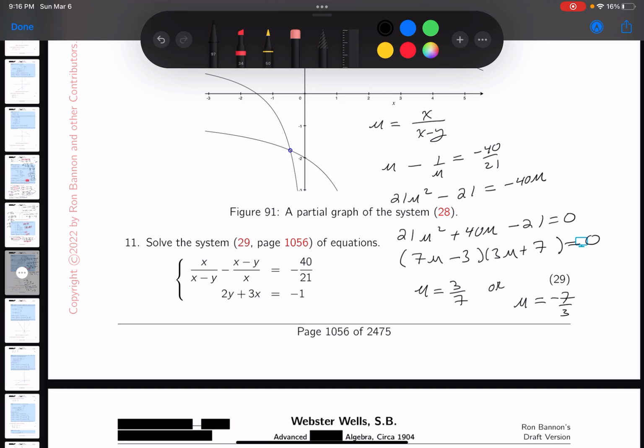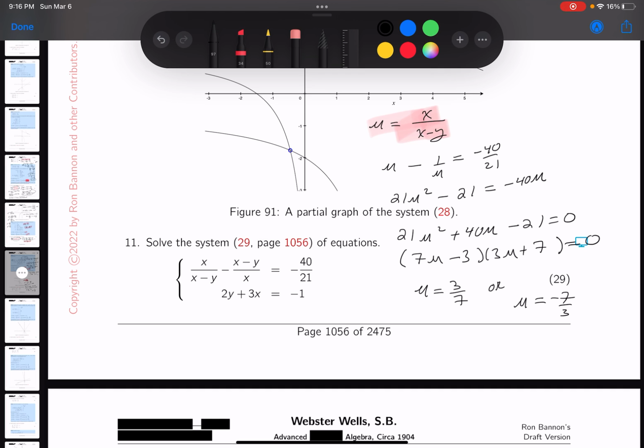Now, the game's not over at this point. I just found out what u is. So I'm going to do one u at a time. And I'm going to do the 3 sevenths first. And I want to tell you where I'm plugging it in, right over here. All right, and you may wonder why that is. I got to get a relationship between x and y to figure this out now.